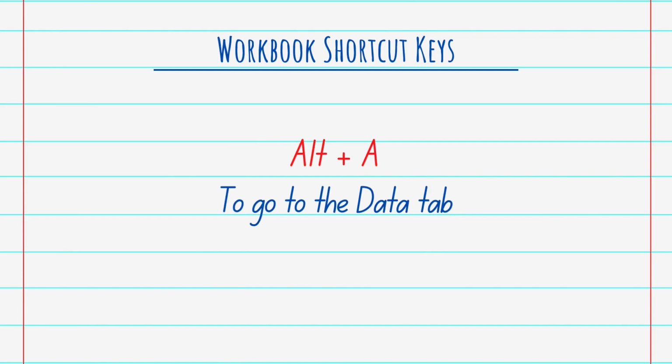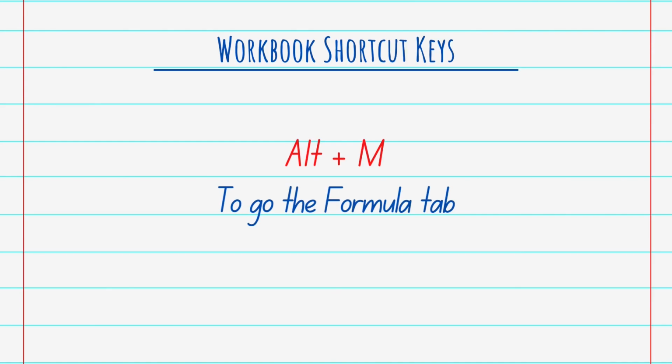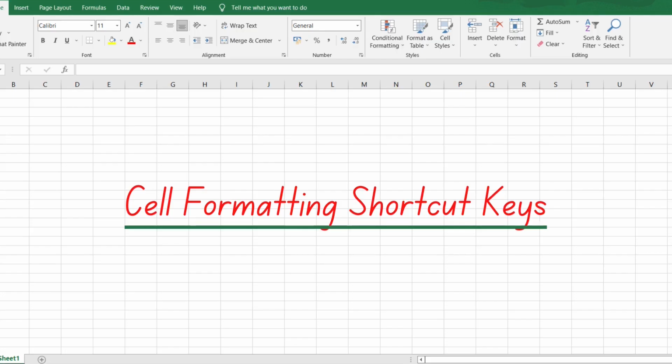Alt plus A to go to the data tab. Alt plus W to go to the view tab. Alt plus M to go to the formula tab. Those were the Excel shortcuts that can help you to navigate through your spreadsheet.